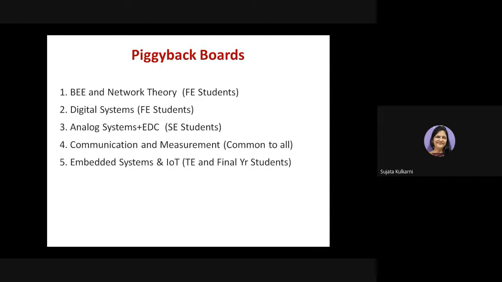Right? So now in a computer, you have a motherboard and daughter boards, and the daughter boards are optional boards. It's a choice to the user. Similarly, we have designed this Piggy Backboard, which is a daughter board, which is a choice to the student. So as and when a student is studying a specific subject, then that particular board will be attached to the baseboard. However, the baseboard already has the function generator or data acquisition system, power supply, and a few interfaces like switches, LEDs, LCD, 7-segment display, and so on.